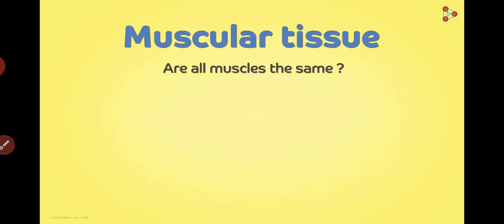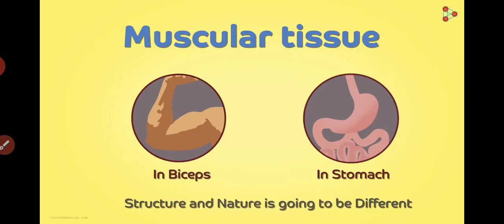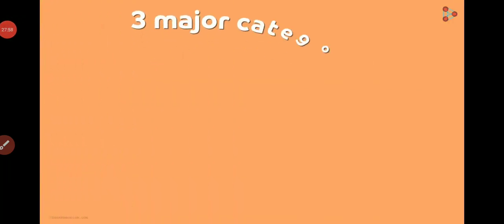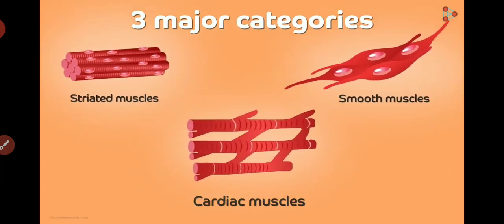With this, does this mean that the tissue will not have types? Because all muscles are the same, right? Well, actually not. Muscles come in various types depending on their functions. So are we trying to say that muscles in our stomach are different from those in our biceps? Of course they are. The fact that both serve different functions itself suggests that their structure and nature is going to be different. So what are the various types of muscular tissue? Well, for simplicity of understanding, we divide them into three major categories: striated muscles, smooth muscles, and cardiac muscles.